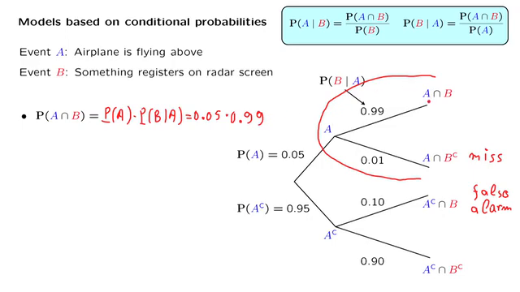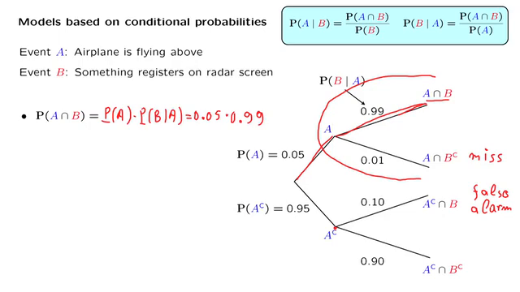So we can calculate the probability of this particular event by multiplying probabilities and conditional probabilities along the path in this tree diagram that leads us here. And we can do the same for any other leaf in this diagram. So, for example, the probability that this happens is going to be the probability of this event times the conditional probability of B complement given that A complement has occurred.